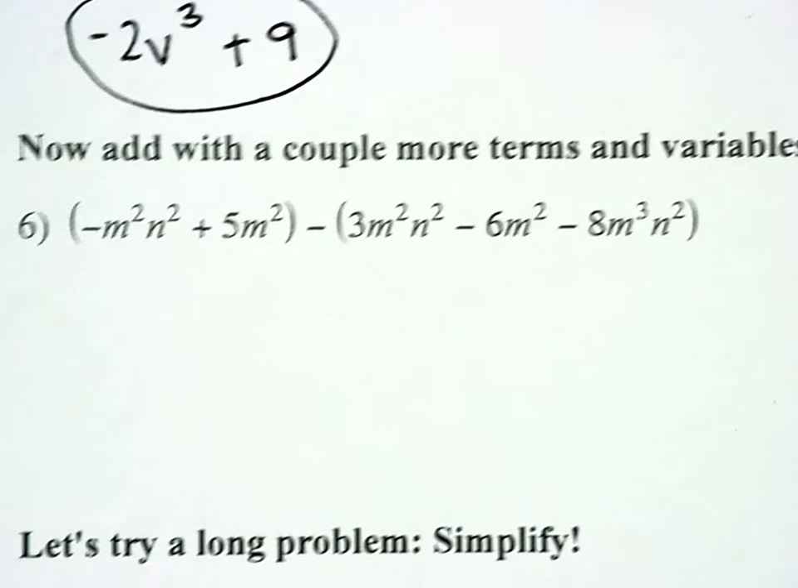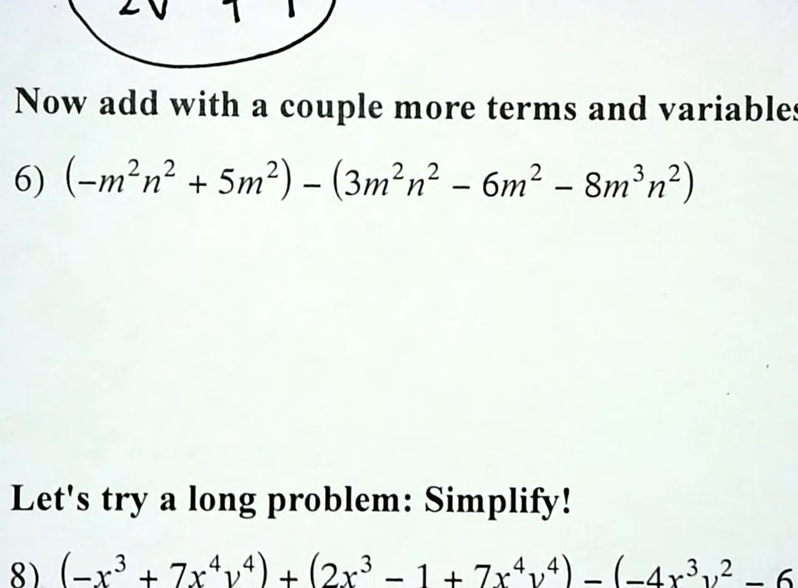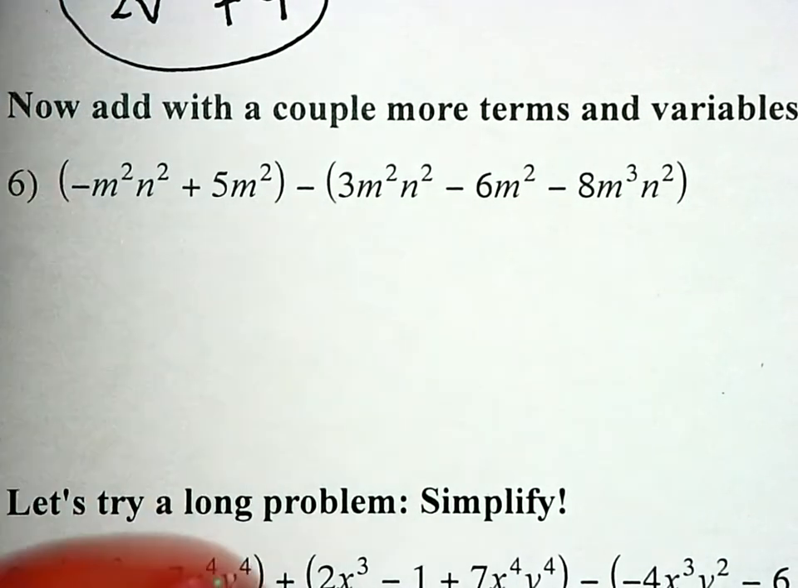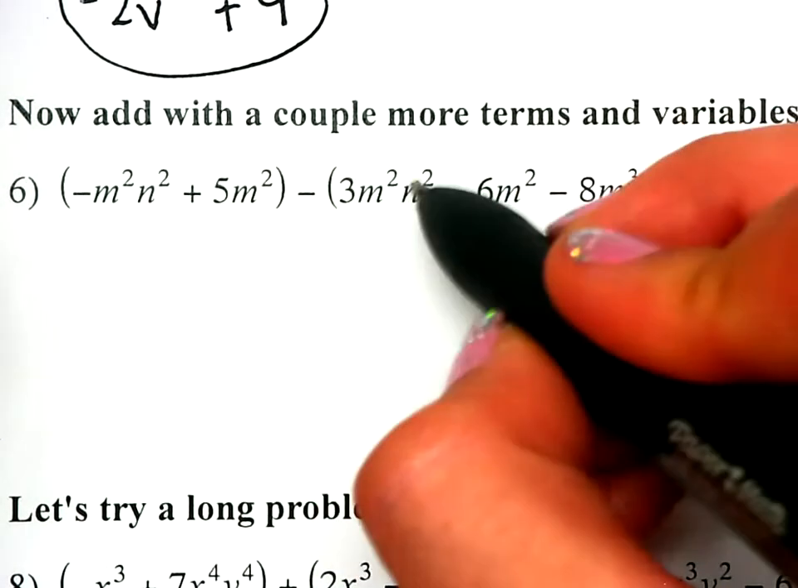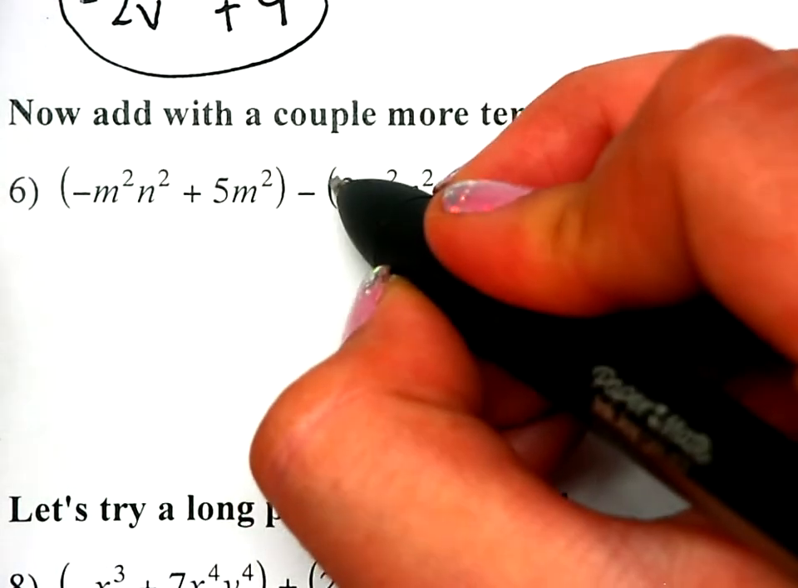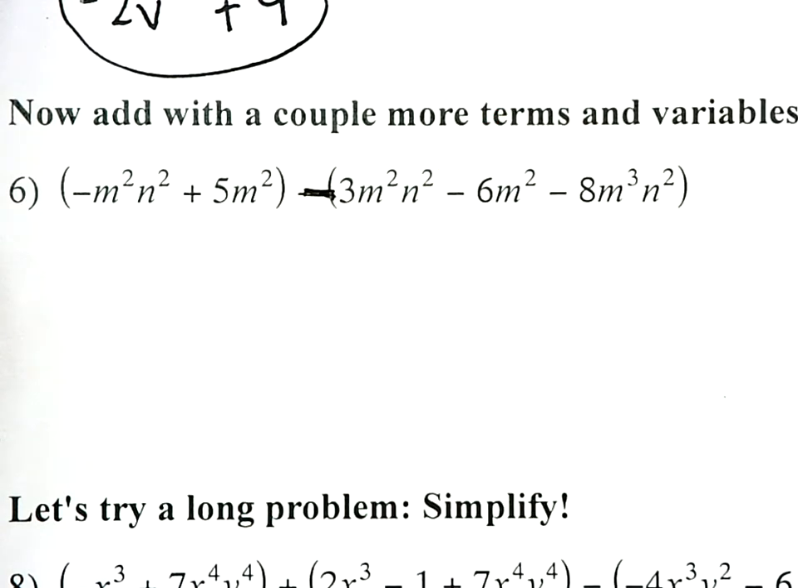Okay, let's try out some problems with a little more terms. And we have more than one variable here too. So we are subtracting. Instead of rewriting for this one, just because I have a lot of terms here, I'm just going to go through and distribute that negative. So this first term is going to be negative, this one's going to be positive now, and this one's going to be positive now. Okay, so I can almost ignore those parentheses now.